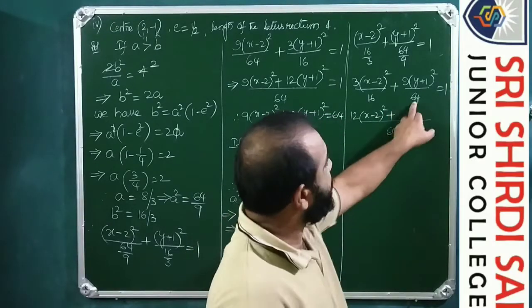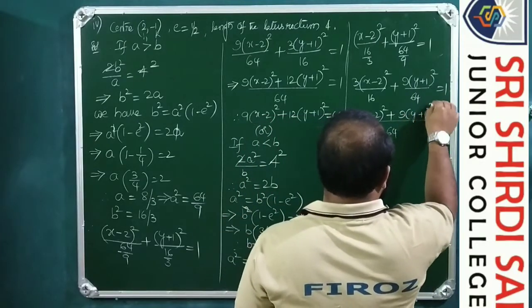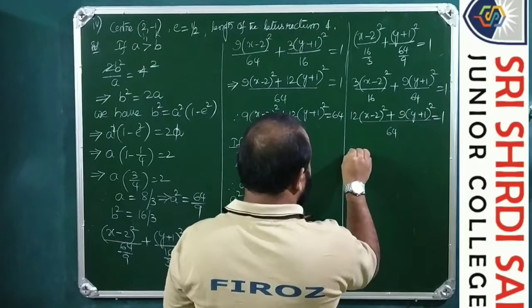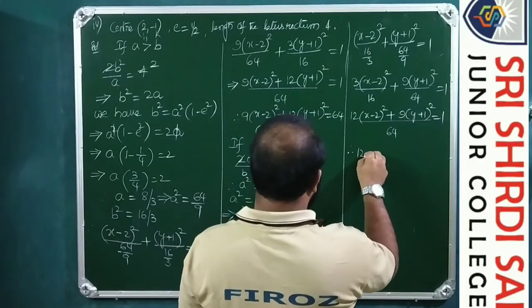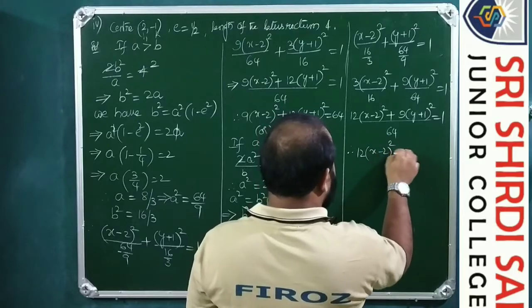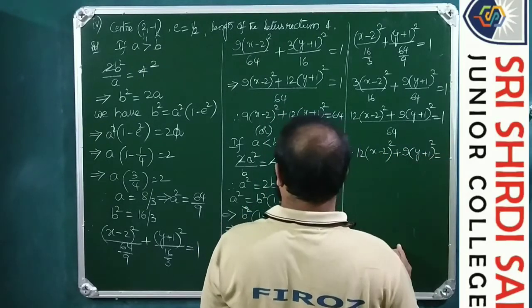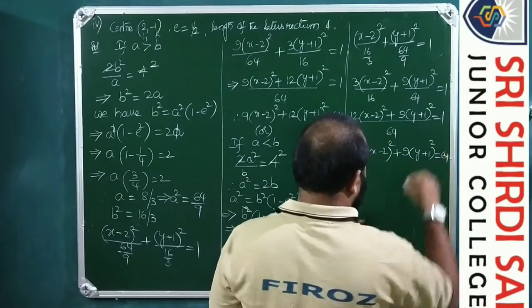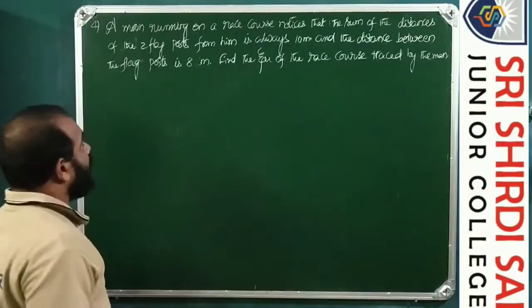So 64 by 64, 1 into 9 into (y plus 1) whole square is equals to 1. Therefore, the required ellipse is 12 into (x minus 2) whole square plus 9 into (y plus 1) whole square is equals to 64. So it could be one of the two ellipses.